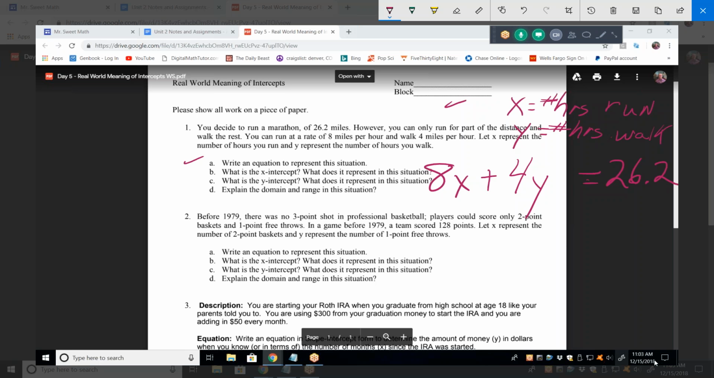Each one of these stands on their own. If you could run the whole race at 8 miles per hour, then it would only take you like 3.5 hours to run it. There wouldn't be a Y. But if you're walking part of it, then the total distance covered is the amount that you run plus the amount that you walk. And that gives you 26.2.